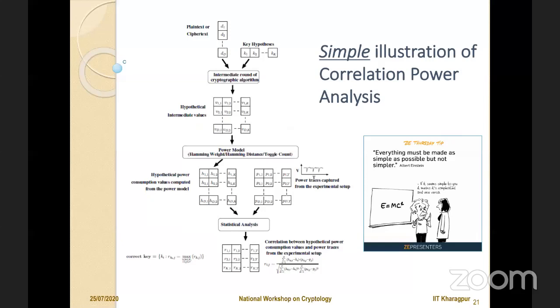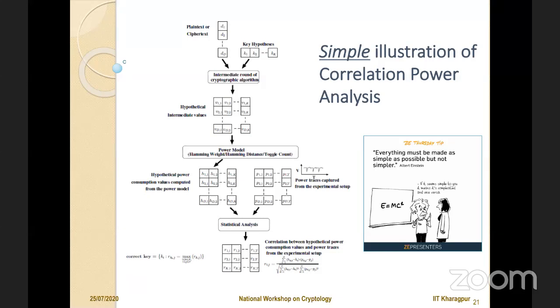So then let us try to understand how a CPA works. Here is a very simple illustration of CPA. If you concentrate at this point, then you will probably understand the basics of how this power attack technique works. What we do is we take a bunch of plain texts or ciphertexts, depending upon whether you are attacking an encryptor or a decryptor. I'm assuming that you are attacking an encryptor, so you take a bunch of plain texts and you encrypt them. Suppose I encrypt D plain texts, and I get the corresponding ciphertexts.